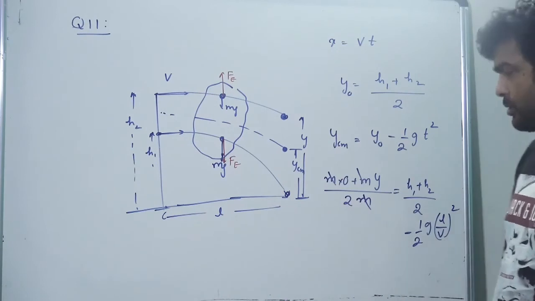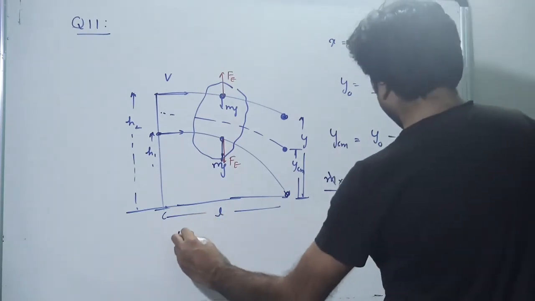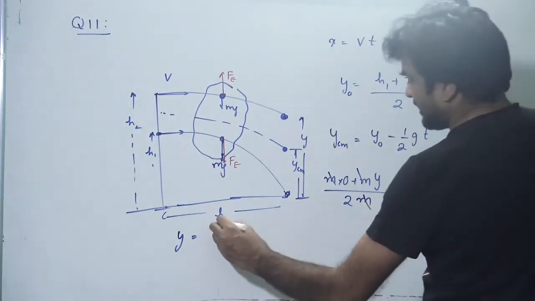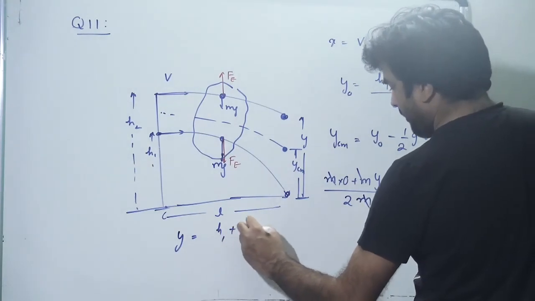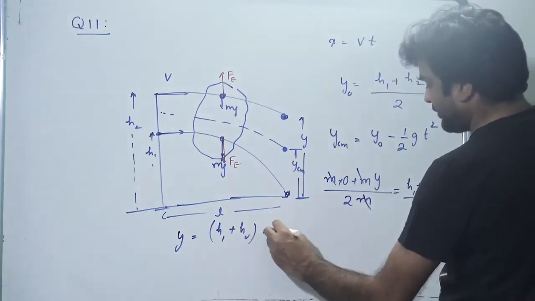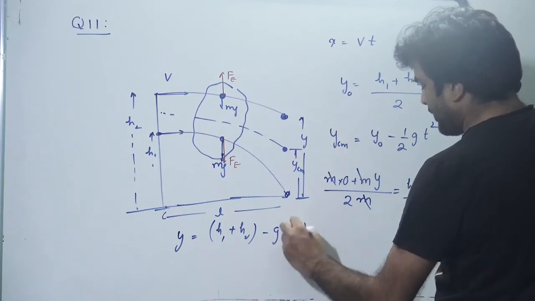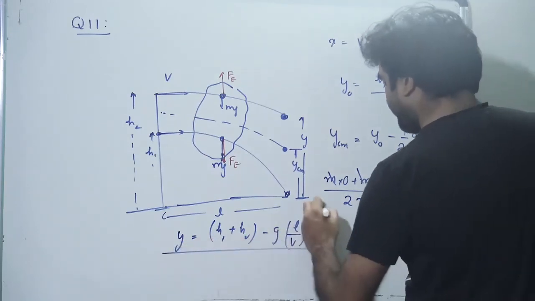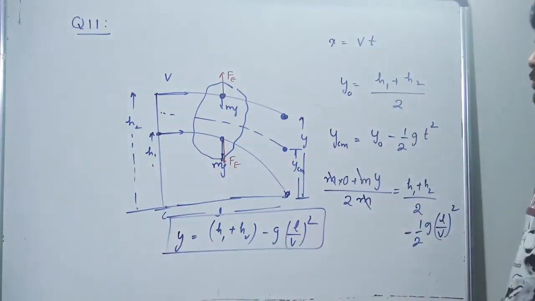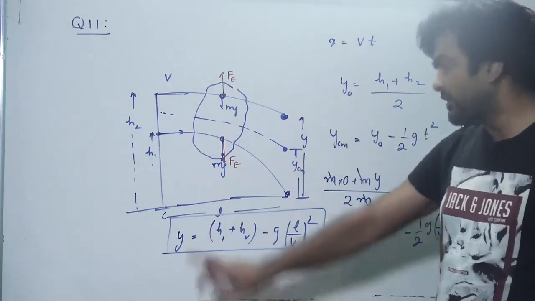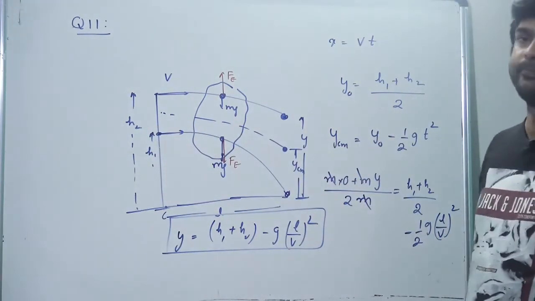We have to find the value of Y, which is the position of the second mass when the first mass just hits the ground, and this will be equal to H1 plus H2 minus g L by V whole square. This will be the position of the second mass when the first mass just hits the ground.